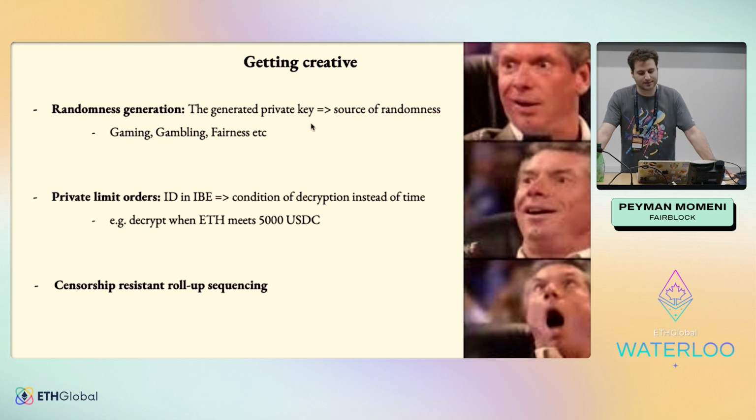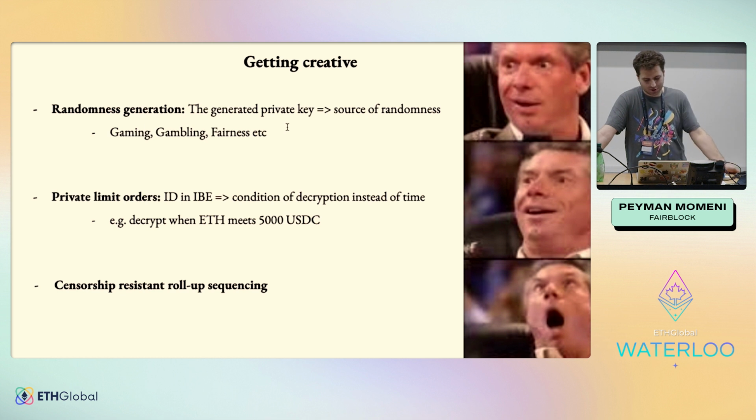For example, we can say that when ETH hits 5,000 USDC, decrypt my transaction. So this is very important for DEXs, decentralized exchanges, and a couple of other DeFi players that we can enable. The difference here is that the ID that I was talking about in IBE is not the time here. You are not encrypting for block 100 for decryption. You are encrypting for a price. And this is the idea.